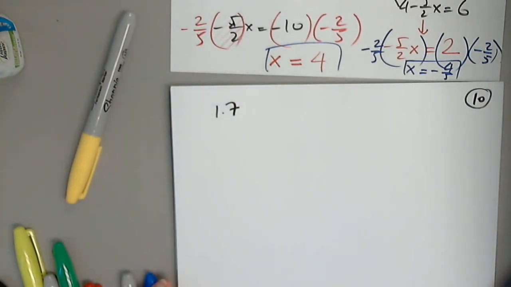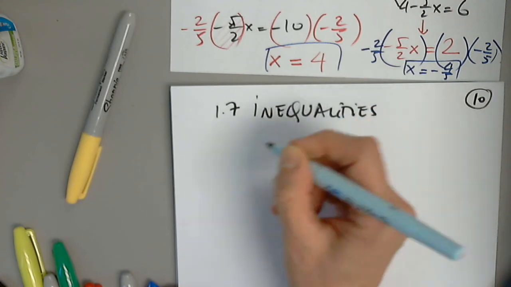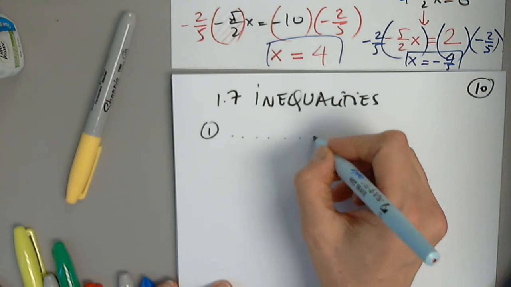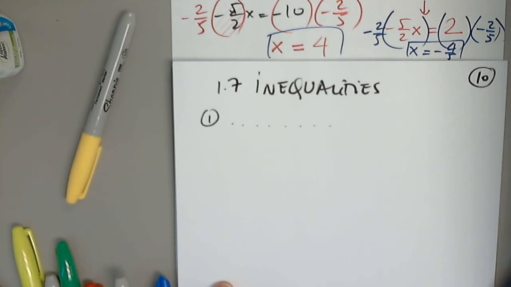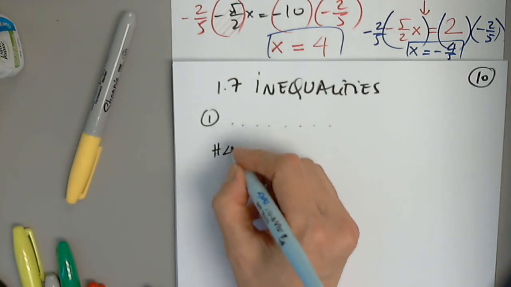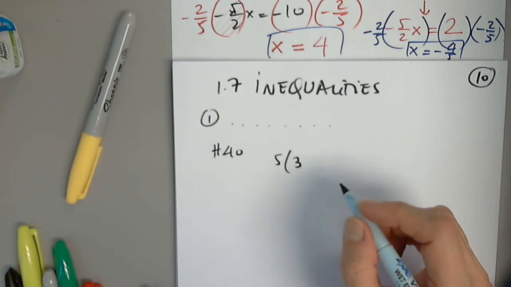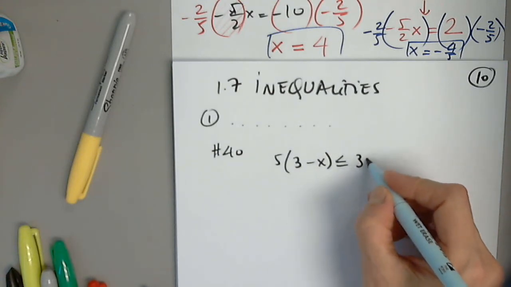So 1.7, inequalities. We are going to look at one inequality and then I'll stop. And I'm going to ask you to tell me what it is, the type. On page 203, I would like to start with a simple one because I know you want to be out of here. Let's say 40. And 45 times 3 minus x is less than or equal to 3x minus 1.